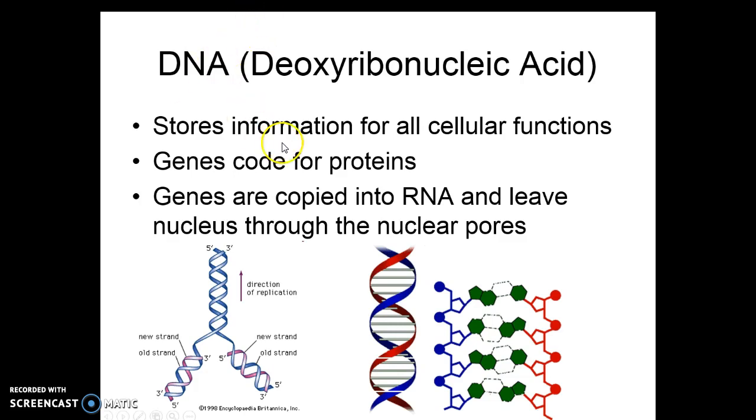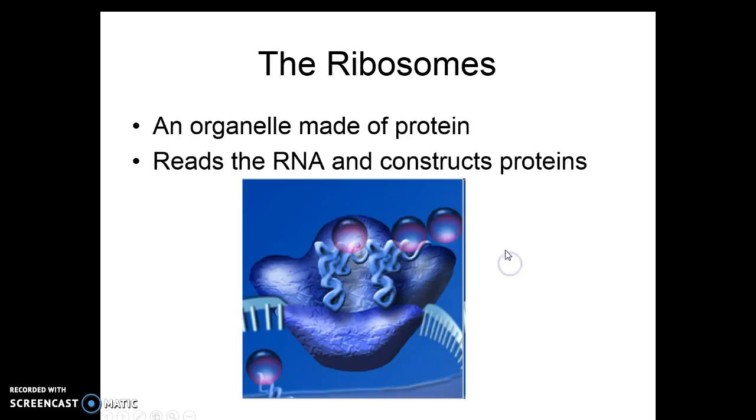In order for information to get out of the nucleus, the genes need to be copied into a form called RNA, and we will study more of this later, and the RNA leaves the nucleus through the nuclear pores. The DNA never leaves. It's always inside. It's stored there. It can't get out. It's got to be protected.